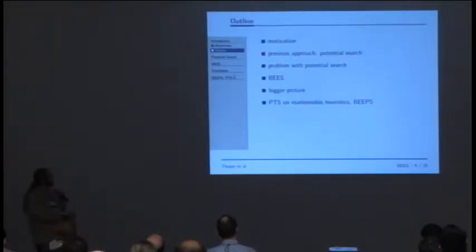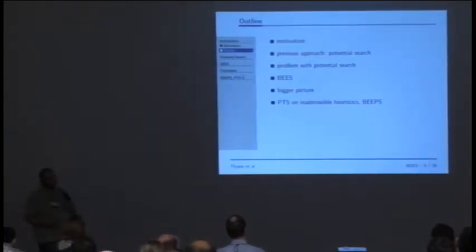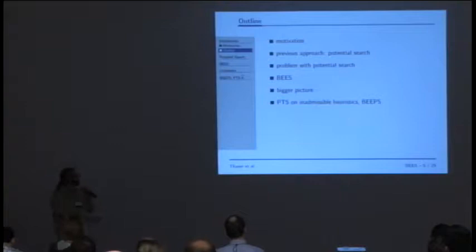So that was the motivation for the problem that I'm trying to solve. And in the rest of the talk, I'm going to talk about a previous approach to bounded cost search, potential search, presented last year in Freiburg at ICAPS. And I'll point out some problems with that approach. And then I'll talk about our new algorithm, bounded cost explicit estimation search, or BEES. And time permitting, I'll talk about some bigger picture issues that BEES raises and a couple of other algorithms that were in the paper but aren't really the focus of this talk.